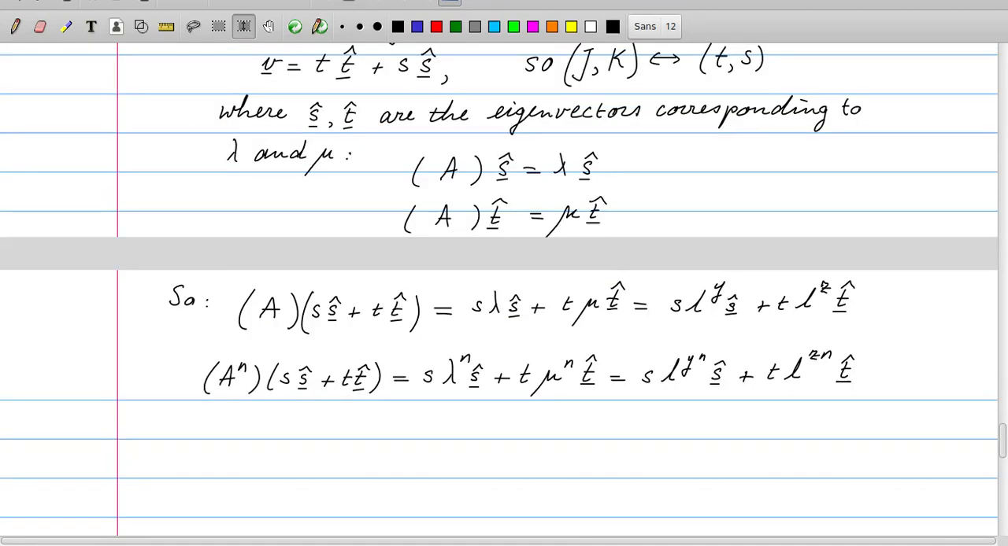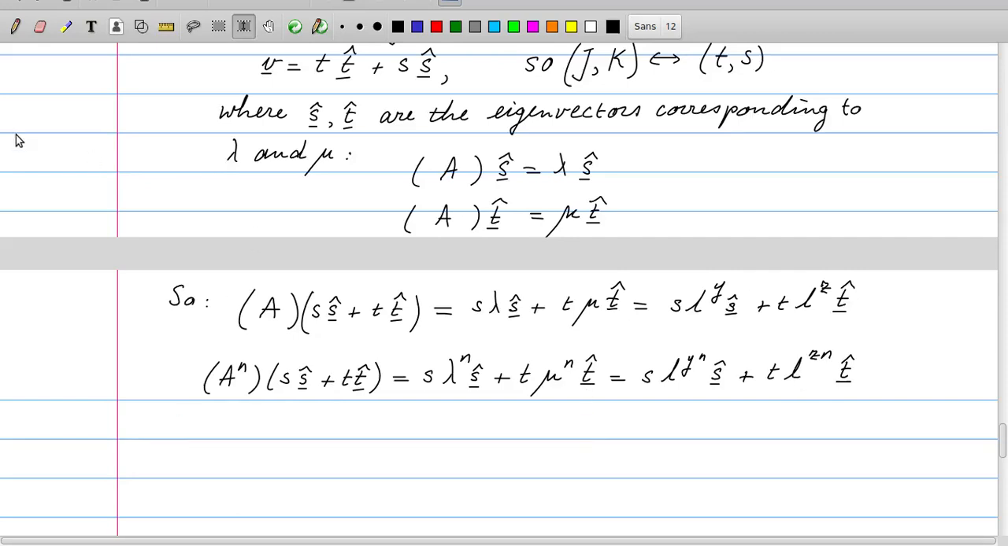So if we take our matrix A and we act on this general vector s times s hat plus t times t hat, the s hat will transform according to lambda, its eigenvalue, and mu is the eigenvalue for t, and we have seen that we can write those eigenvalues as L to the power y and L to the power z. So what happens if we apply A n times? Then we have lambda to the power n and mu to the power n, and we find s times L to the power yn, and here we find t times L to the power zn. So this is after n times applying the renormalization transformation.